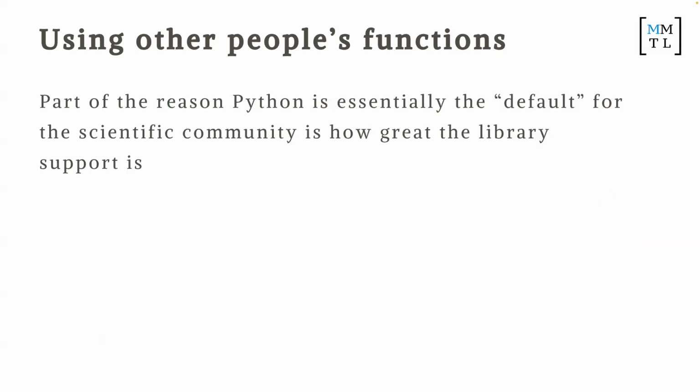Okay. So that's it for some of the own functions. But part of the reason that Python is so great for the scientific community is because of how good the library support is. We've already seen the random, we've already seen the math, but there's also external libraries that you can install. They can basically let you do anything, especially in the deep learning sphere.